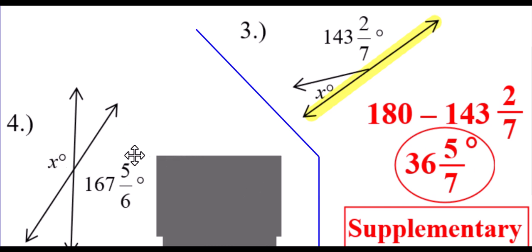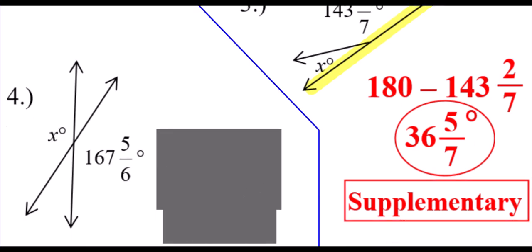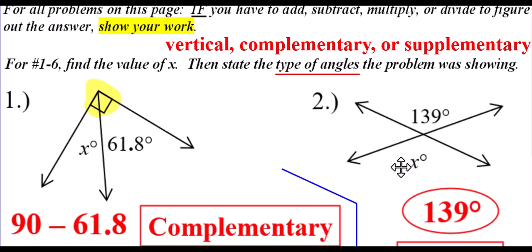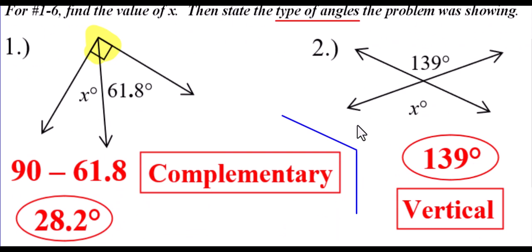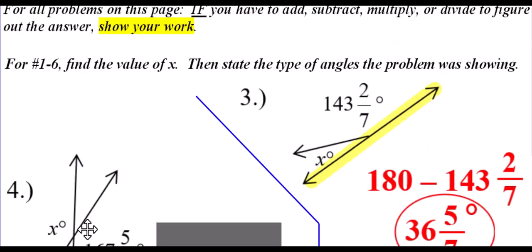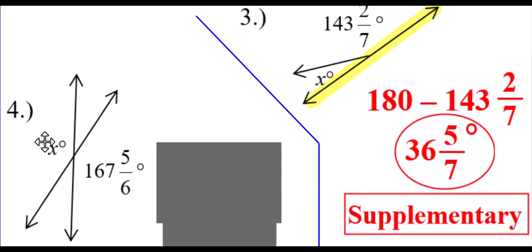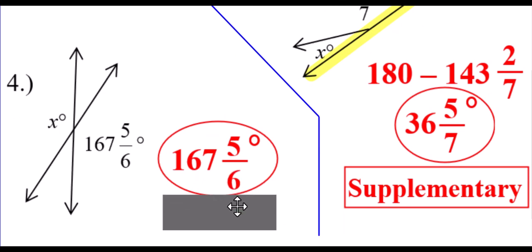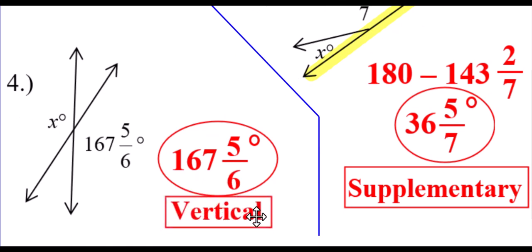Now, number 4, over on the left side of your paper. What type of angles are these? They're actually the same as problem number 2. They're a pair of vertical angles. Now, on number 2, the 2 angles opened up to the top and opened up to the bottom. Here on problem number 4, angle x opens up to the kind of top left, and 167 and 5/6 degrees opens to the kind of right bottom side. They are a pair of vertical angles, which means they have the exact same measure, so x will equal 167 and 5/6 degrees. No work is needed.